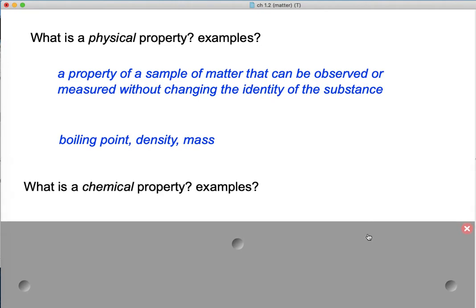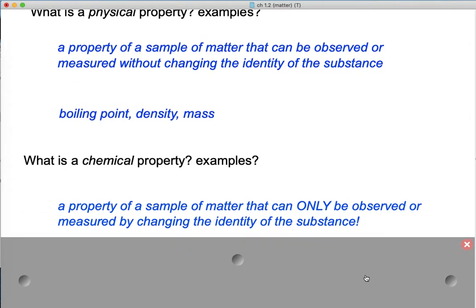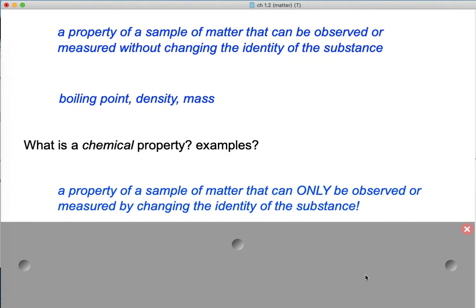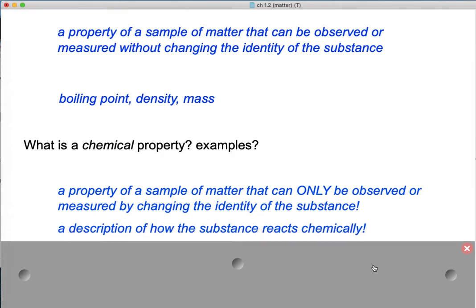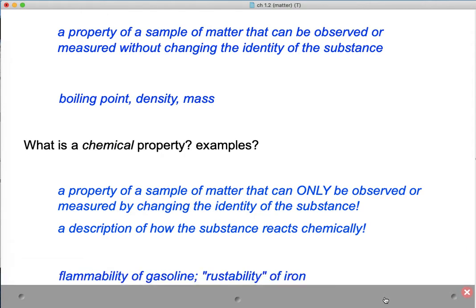But a chemical property is different. It's a property of a sample of matter that can only be observed or measured by changing the substance into something else. Really, a chemical property is a description of how the substance reacts chemically. So, for example, the flammability of gasoline. I don't know that gasoline burns until I light a match to it and observe it undergo a chemical change. Likewise, I don't know that iron can rust in the presence of oxygen until I actually carry out that chemical change.